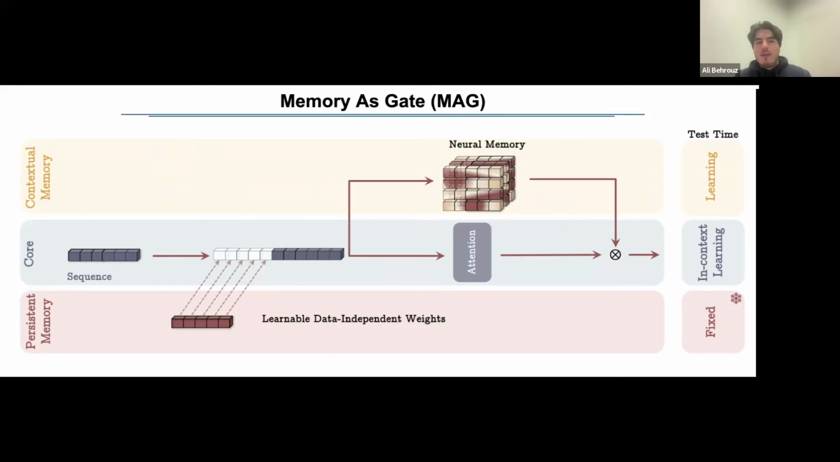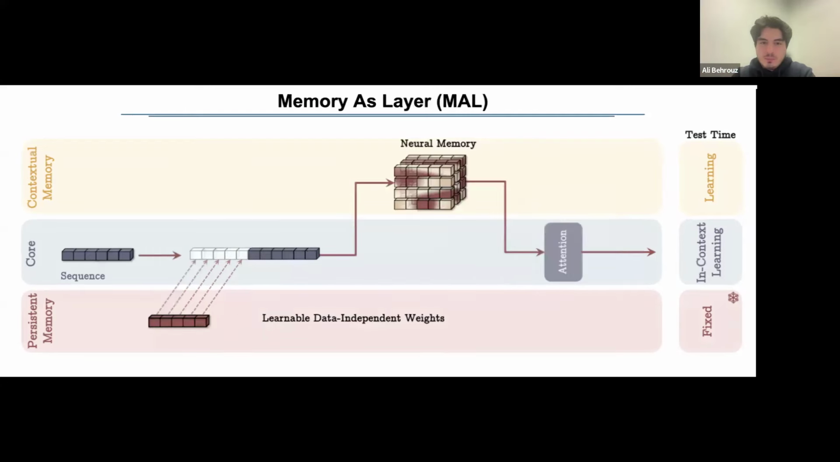Basically the idea here is that long-term and short-term memory are not interconnected. They are just two different branches of memory. The data goes to the attention and also goes to the neural memory, and the outputs are just combined together to get the final output. So that's the main idea behind memory as a gate.